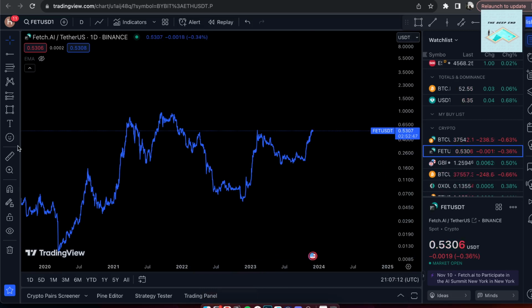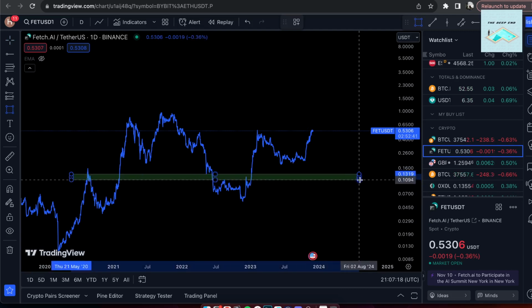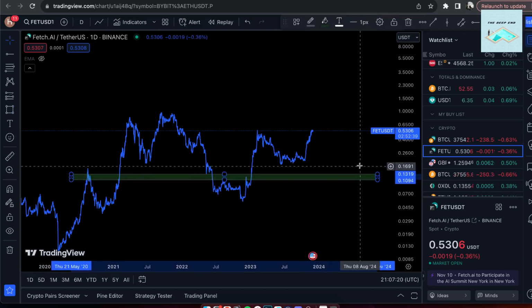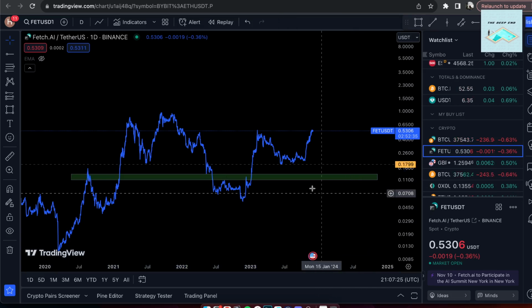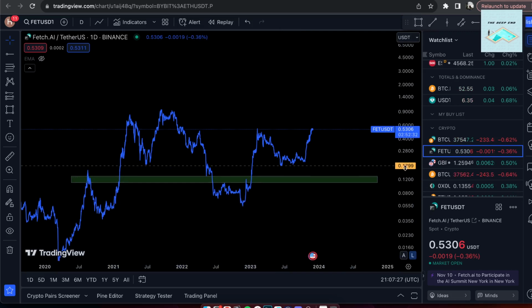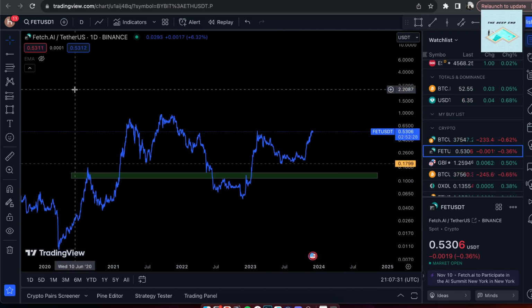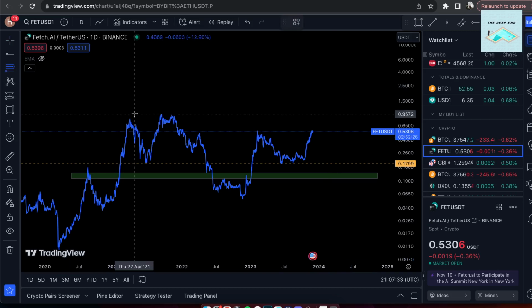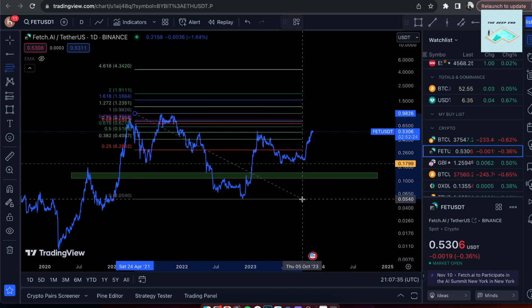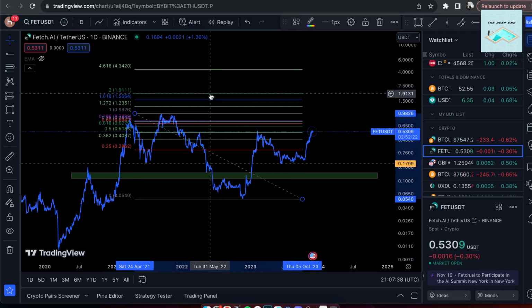Honestly, I would really like to see it revisit this big area. Whether it does or not, I'm not sure. Even, I would say anything below this line is a good buy. But if we get in here, then that's an absolute win. And I would be selling this. I have really high hopes for this, to be honest. I think even that doesn't do it justice.